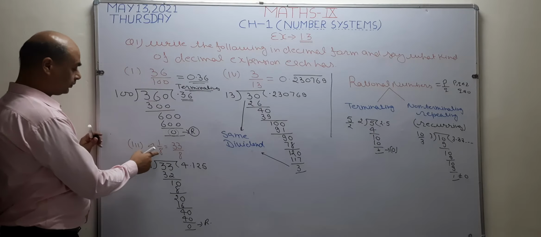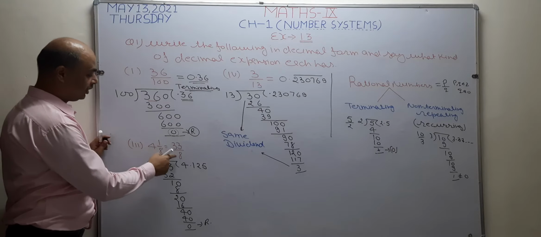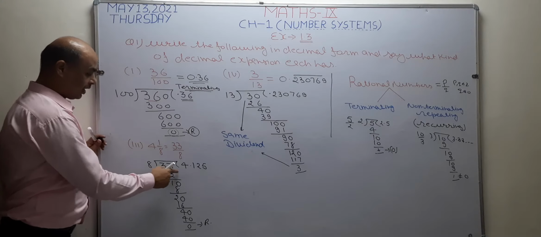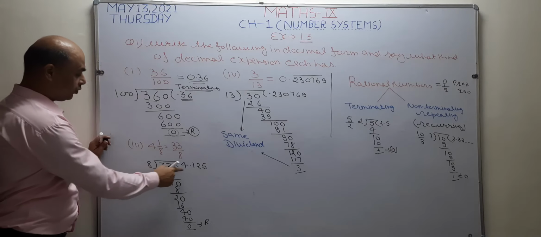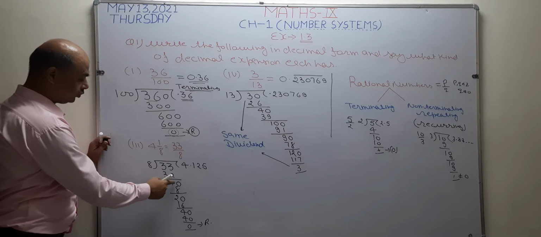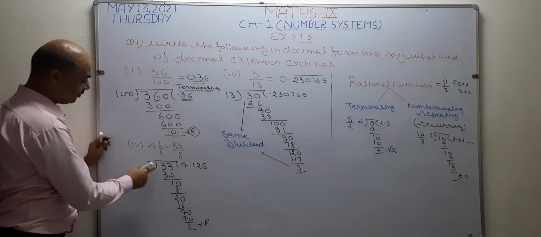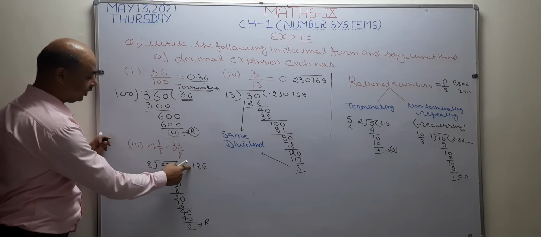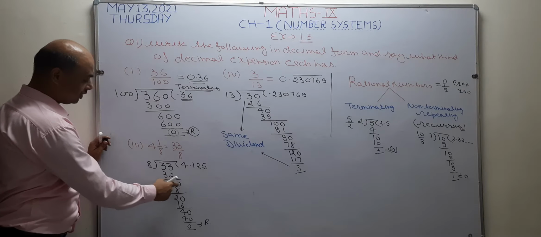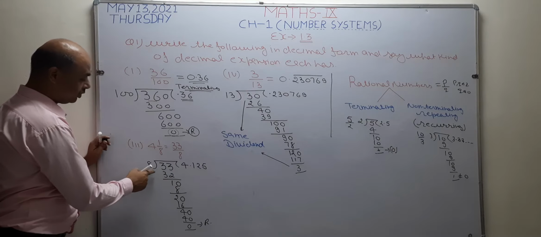Now see this question. 8 4s are 32. 32 plus 1, 33. Now I am going to divide 33 by 8. I write here 33. 8 4s are 32. 33 minus 32, 1. 1 is left. Since 1 is less than the divisor, I put decimal. After putting decimal, I take 10. Now this number is larger than the divisor, so it is going to divide.